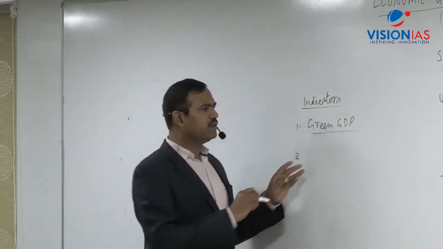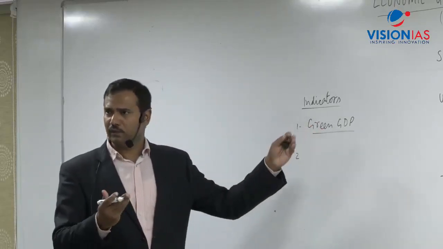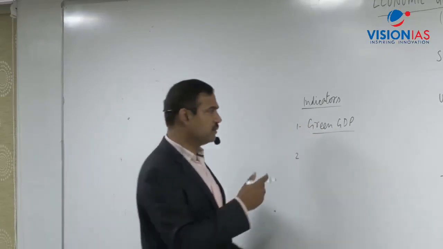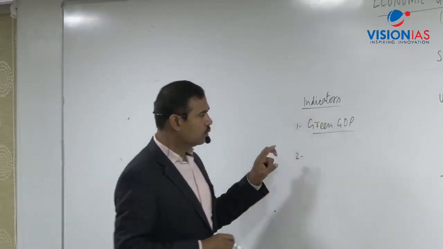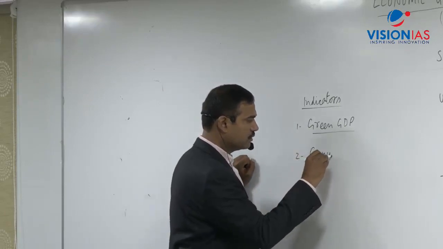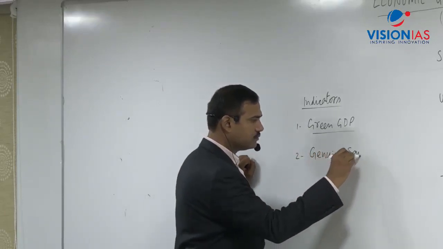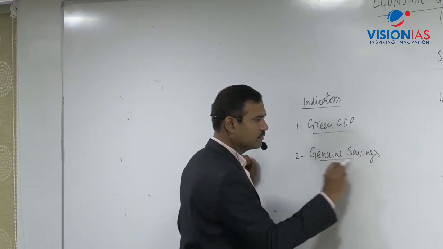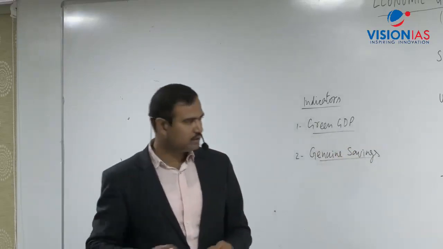Green GDP and green GNP are the same thing. GDP and GNP, by and large, are almost similar, with minor differences. Okay, the other indicator is genuine savings.